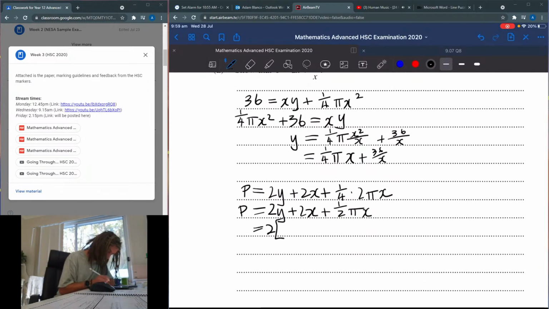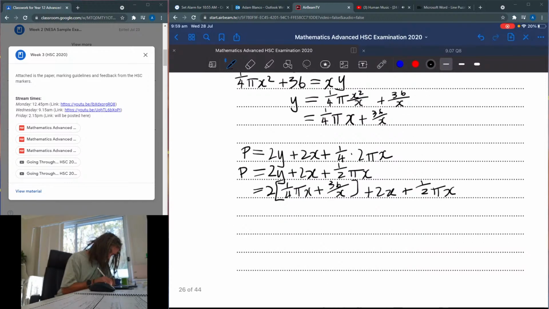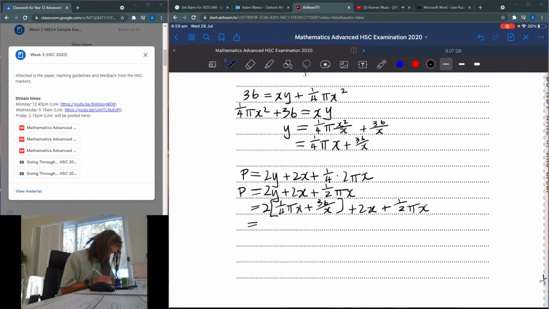So 2 outside of, I'll use square brackets. I'm going to chuck all of that here. So 1/4 pi x plus, if I've made a mistake here, then God help me. I'm going to do this in silence, I think. That's a half.